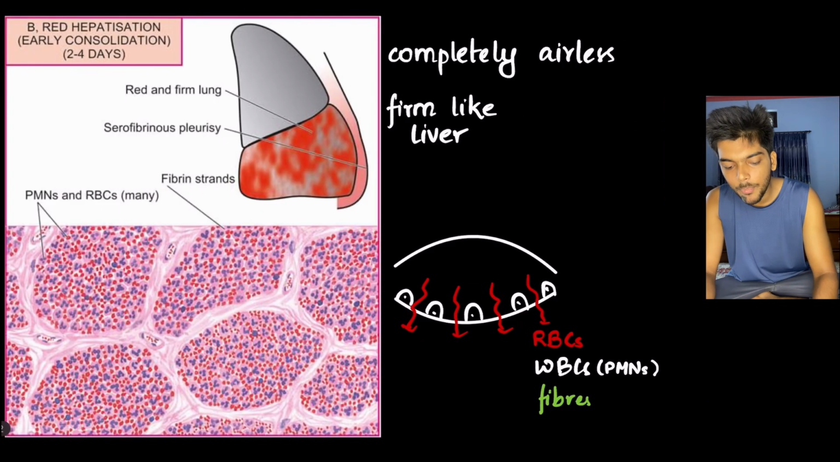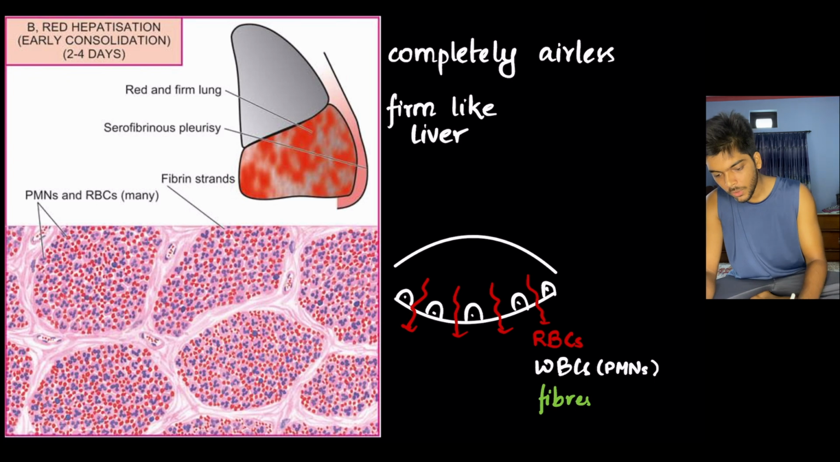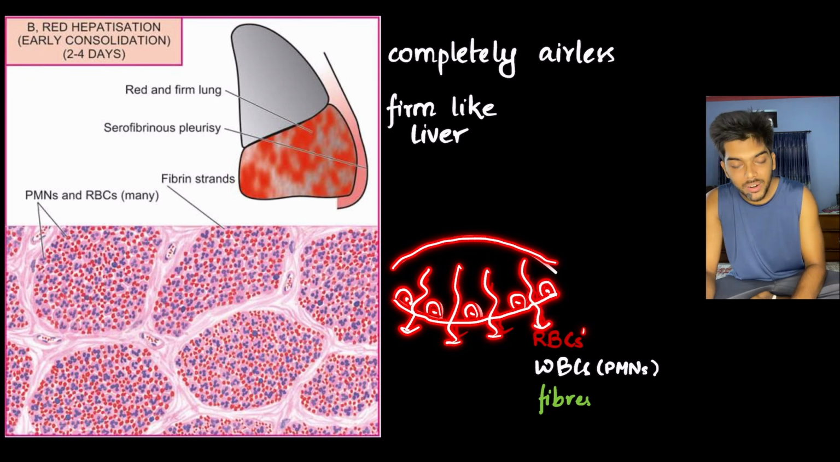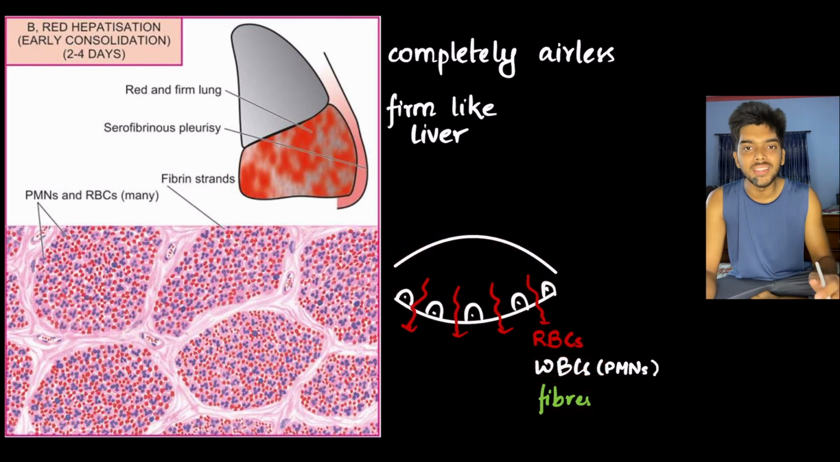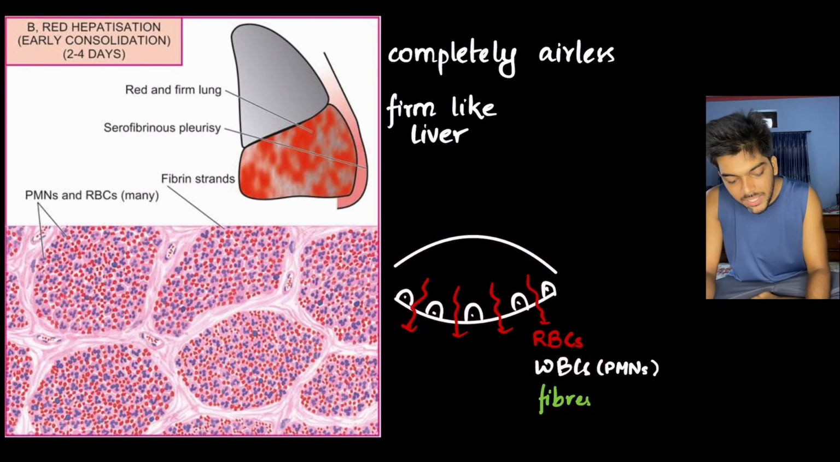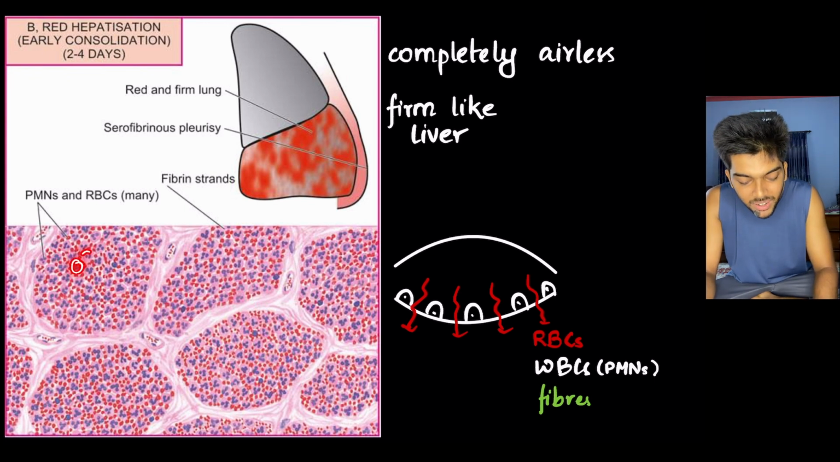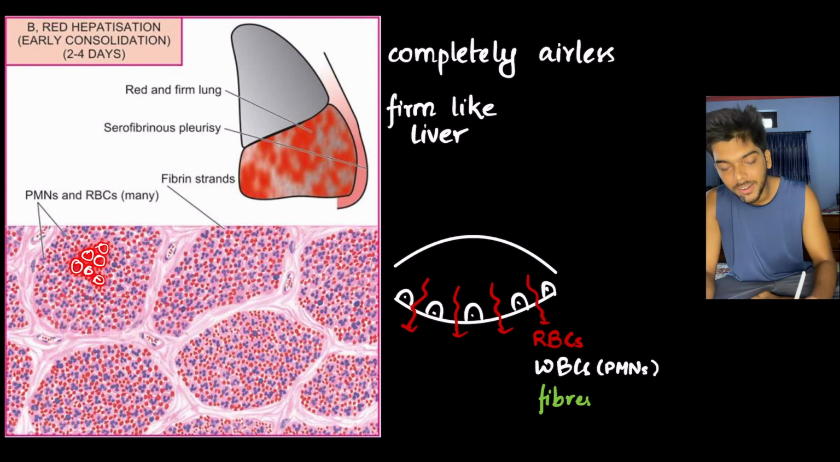Second, red hepatization, from 2 to 4 days. Okay, now after dilation, after hydrostatic pressure increase, there is increase in permeability. Due to increase in permeability, now not just the fluid comes out, now cells also come out. The cells include red blood cells, white blood cells, as well as fibers that come out from within the blood vessel. You can see white blood cells, red blood cells. Which white blood cells come out first? Neutrophils, or the polymorphonuclear cells. So you can see all the polymorphonuclear cells right here.